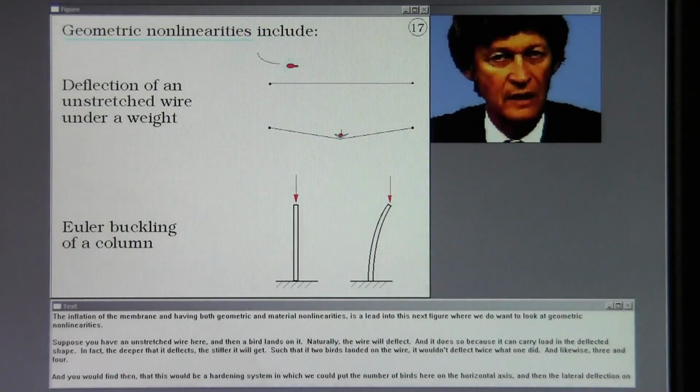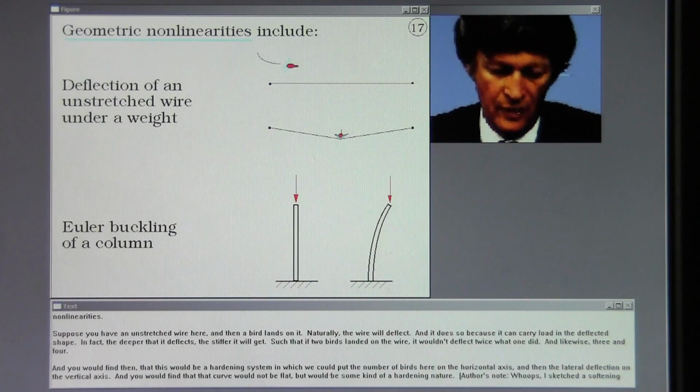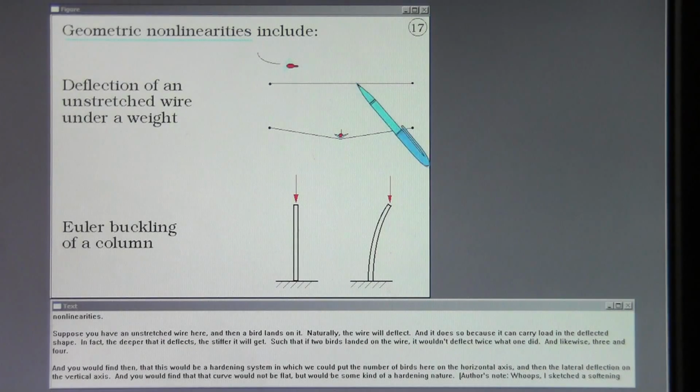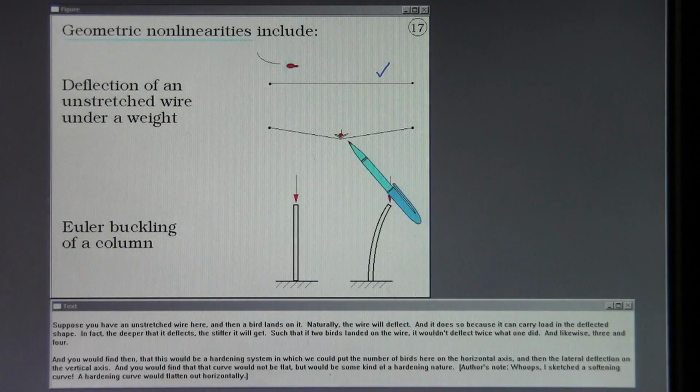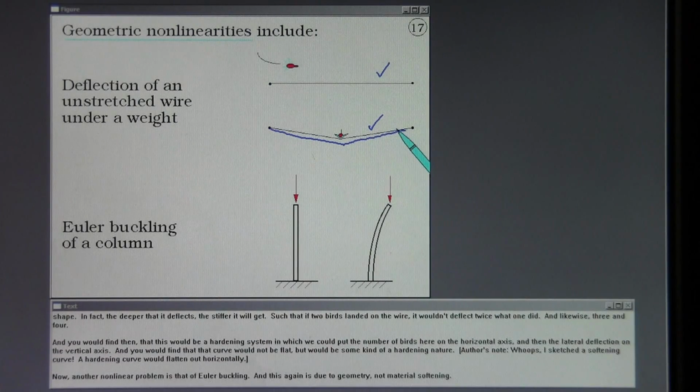The inflation of the membrane and having both geometric and material nonlinearities is a lead-in to this next figure where we do want to look at geometric nonlinearities. Suppose you have an unstretched wire here and then a bird lands on it. Naturally, the wire will deflect, and it does so because it can carry load in the deflected shape. In fact, the deeper that it deflects, the stiffer it will get, such that if two birds landed on the wire, it wouldn't deflect twice what one did, and likewise 3 and 4.